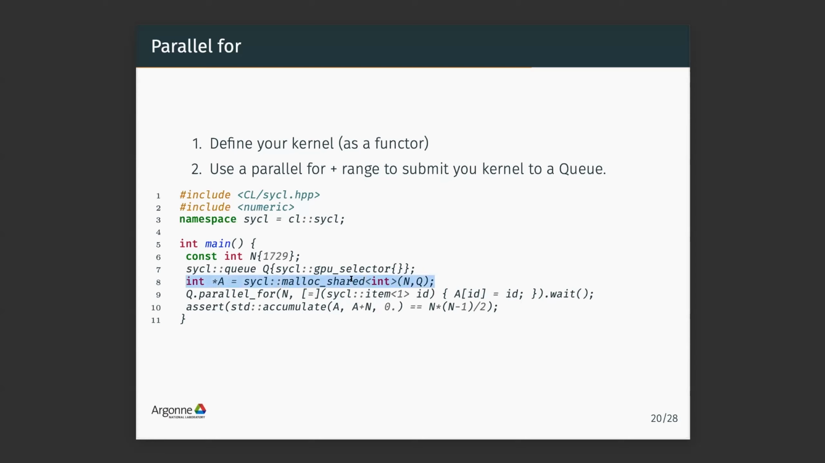As we showed before, I create a pointer with malloc_shared, so it is accessible on both the CPU and the GPU. I should say, accessible on both the host and the device that you choose. Then I use this queue to do a parallel for. I give the dimension, the range, so here I want to execute from 0 to n, which is 1729. It is the Ramanujan number, the taxicab number, whatever. And after, I pass my lambda.